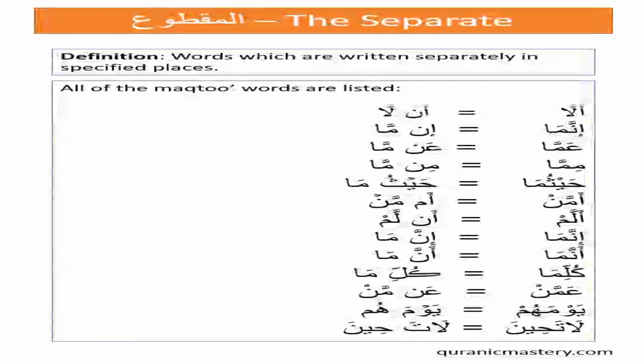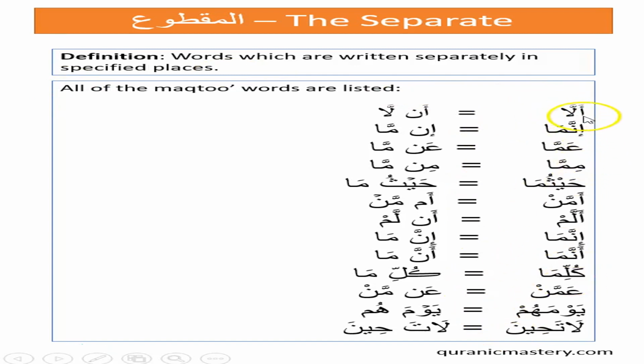Let's now continue with the lesson of Al-Maqtoo'. So these are the Al-Maqtoo' words here. Let's have a look at the definition first. Words which are written separately in specified places of the Quran. So specific places in the Quran where these words are written in Maqtoo' form, meaning they are written separately from each other. So let's have a quick look at this. These are all of the Maqtoo' words which you will find in the Quran.